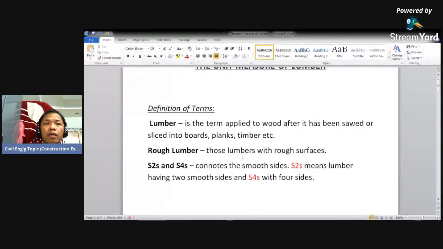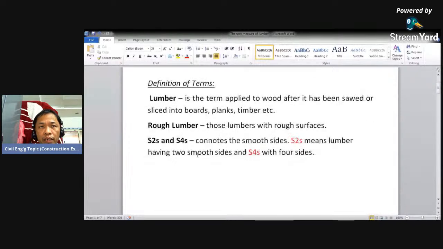Okay. But they are also called S2S and S4S. What do you mean by S2S and S4S? This connotes the smooth sides. Okay. S2S means lumber having two smooth sides, and S4S with four sides.